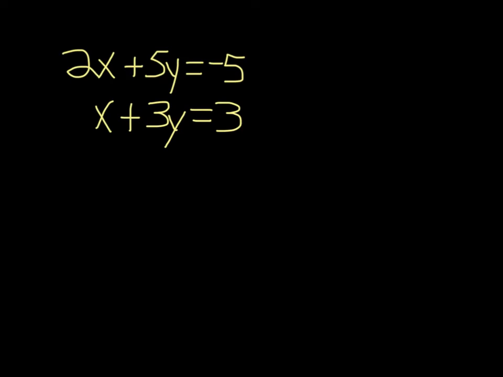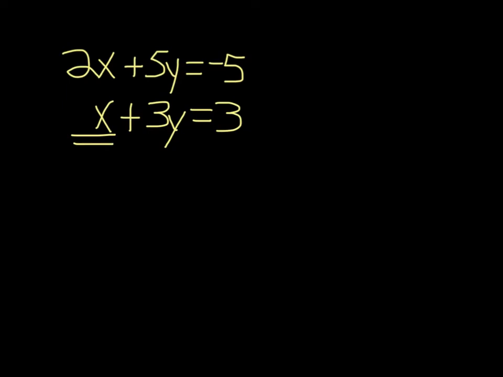When using substitution, we are going to do exactly that. The name substitution tells you what you're going to do. You're going to substitute something. When we look at these two equations, 2x plus 5y equals negative 5, and x plus 3y equals 3, you want to look for a variable in either equation that doesn't have a coefficient, because that's the easiest way. It won't always be that way, but in this case, we have an x right here that we can solve for.